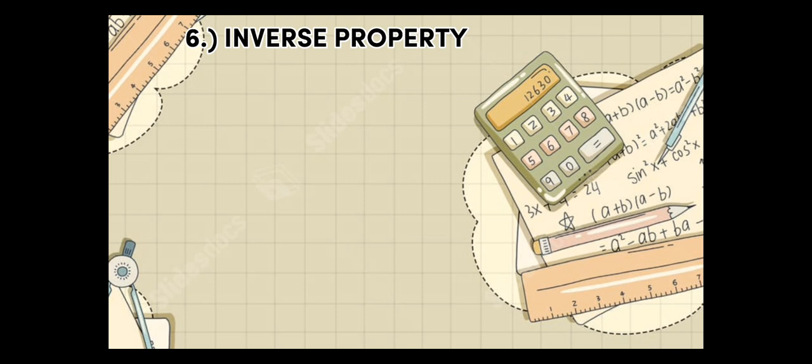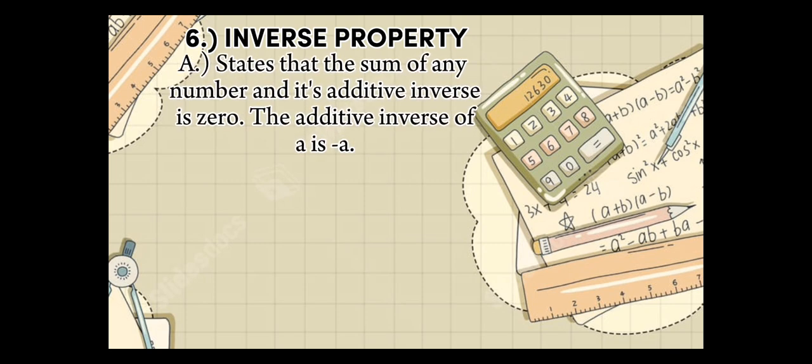Next is the inverse property. When we say inverse property, it states that the sum of any number and its additive inverse is 0, and the additive inverse of A is negative A. So again, when we say additive inverse, if the integer is positive, the additive inverse is a negative integer. For example, 2 plus negative 2 is equal to 0. Negative 8 plus 8 is equal to 0.